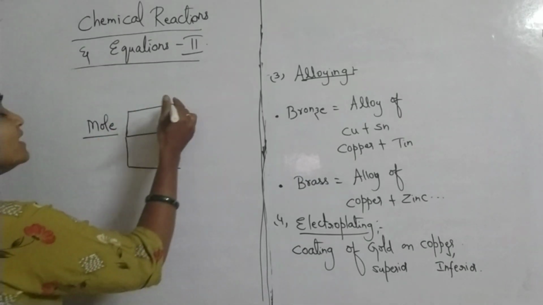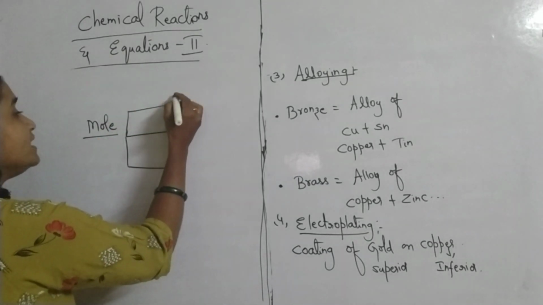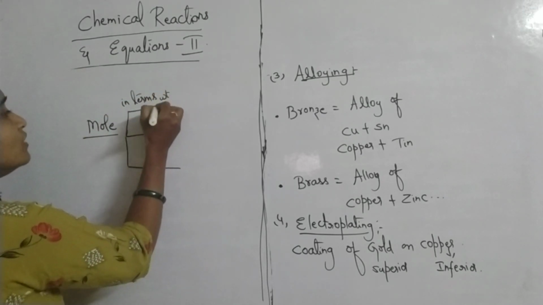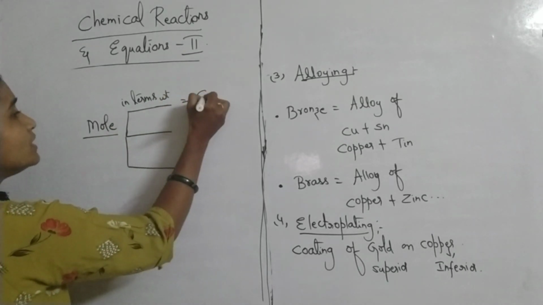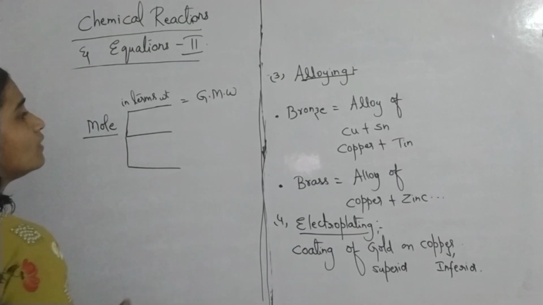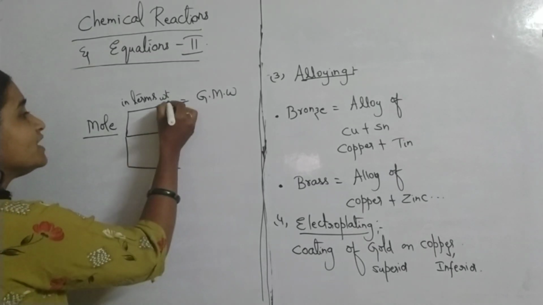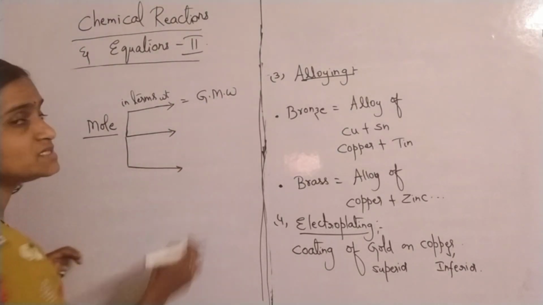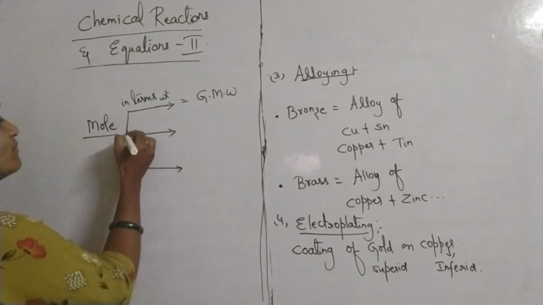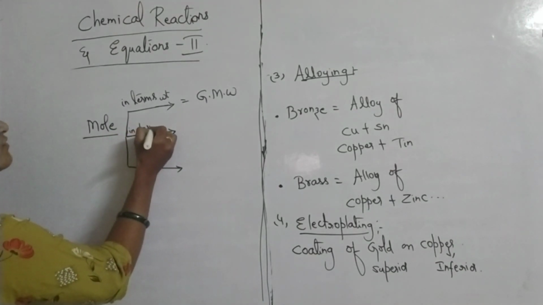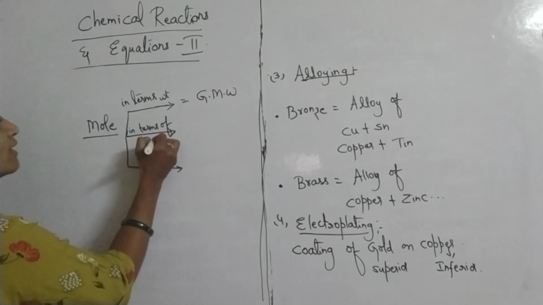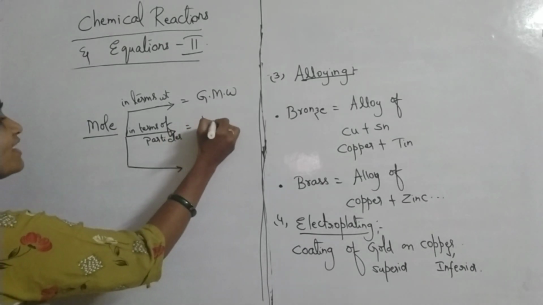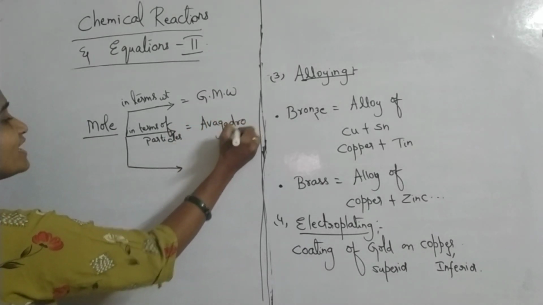A mole can be defined in terms of weight. In terms of weight, 1 mole of any substance is equal to its gram molecular weight. GMW means gram molecular weight. And 1 mole of any substance in terms of particles present inside it is equal to what? Avogadro number. What is Avogadro number?